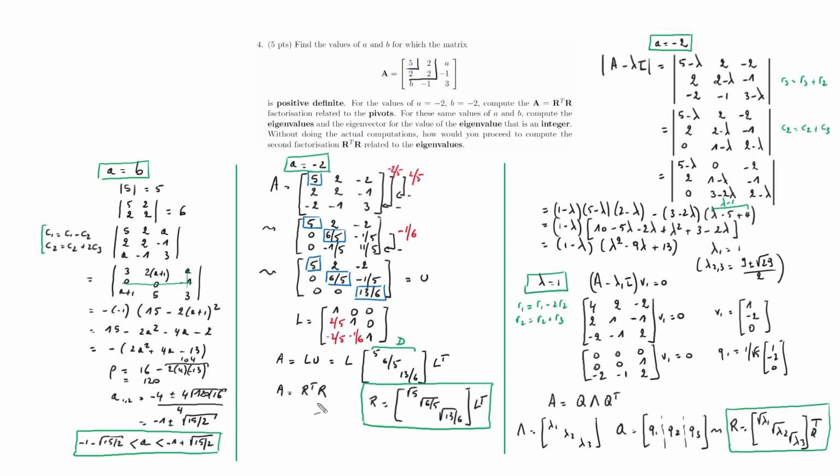And if you want to obtain a factorization R transpose R of A, well, you can simply write R as a diagonal matrix where you have the square roots of the pivots. By definition, since A is positive definite, these pivots are positive. This is because simply A is equal to -2 is in this range, right? So you can take these square roots, and then you take this diagonal matrix and you multiply it by L transpose.